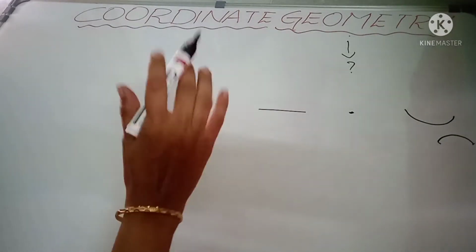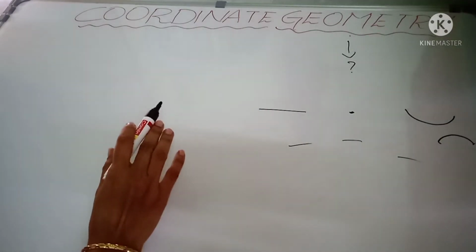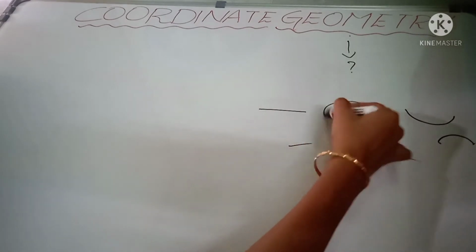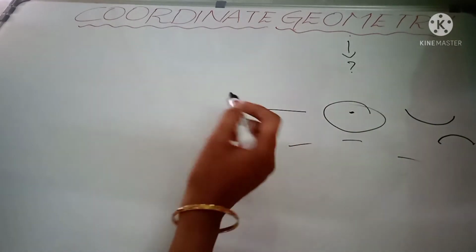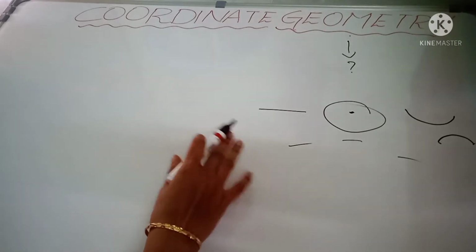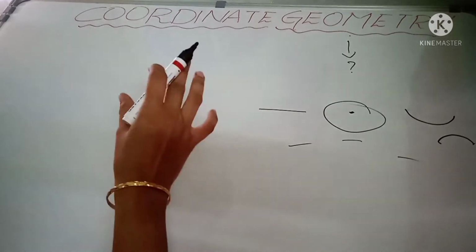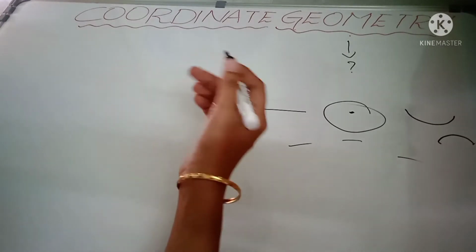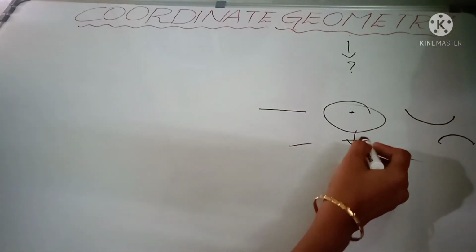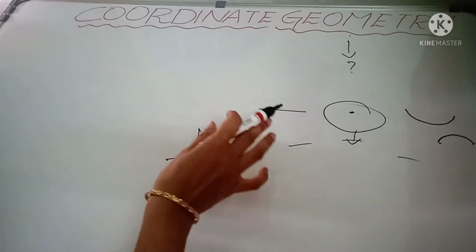Then what is coordinate geometry? In geometry we use points, lines and surfaces. In coordinate geometry, if you want to define the position of your points on a plane, we will use ordered number pairs. With the help of ordered number pairs, we define the position of points on the plane.